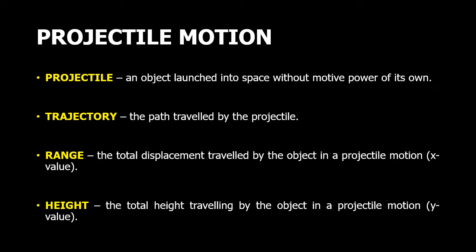Projectile: an object launched into space without motive power of its own, so it doesn't have its own power to be launched. So projectile is the object itself. Trajectory: the path traveled by the projectile, mostly denoted by the broken lines to show the path traveled by the projectile. Range: the total displacement traveled, that would be the horizontal distance. Height would be the vertical distance.